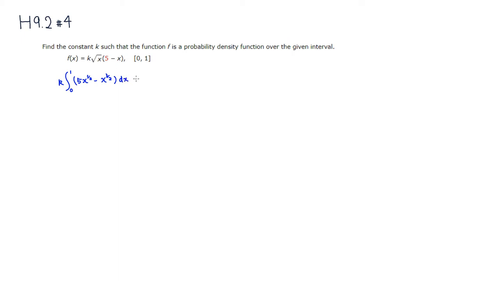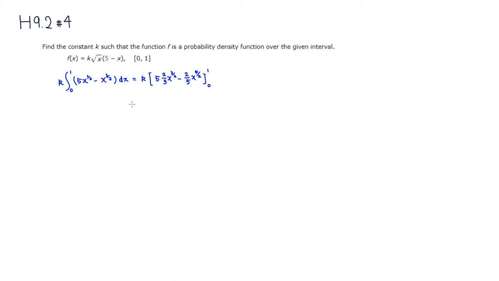So this is going to be equal to k times, 5 is just a constant here. I add 1 to the power, so it's going to be 3/2 power. Divide by 3/2 is equivalent to multiply by 2/3. Minus, and add 1 to the power, so it's going to be 5/2. And divide by 5/2 is equivalent to multiply by 2/5. Then we are going from 0 to 1.